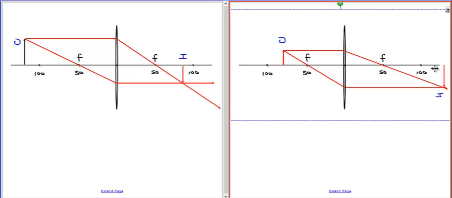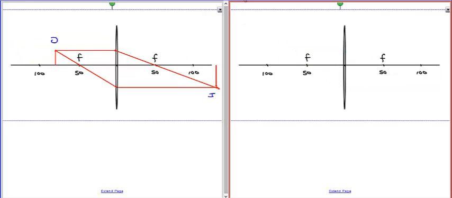The actual image is further than twice the focal length. This is an example of a projector of some sort. But it uses the same rules. Parallel on one side, through the focal point on the other side. Through the focal point on one side, parallel on the other side. The intersection of the two lines gives you the location of the tip of the image.